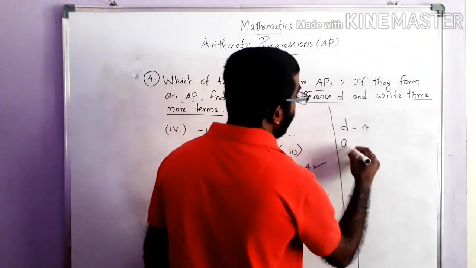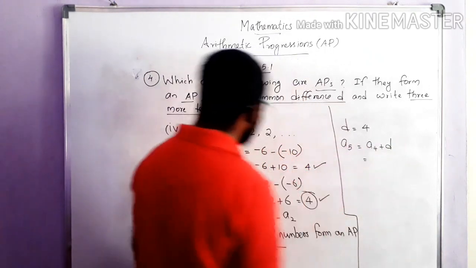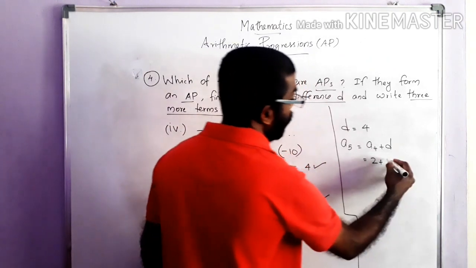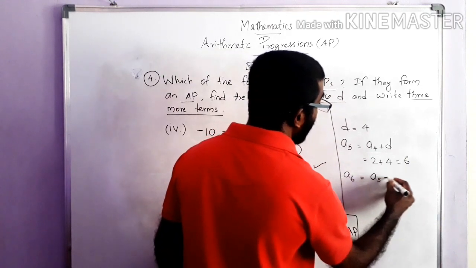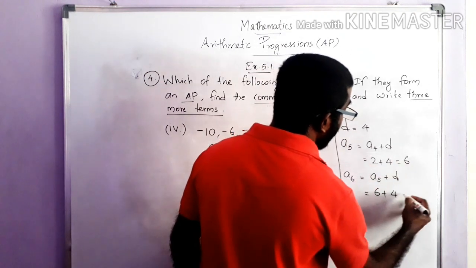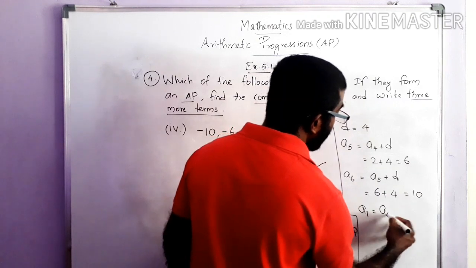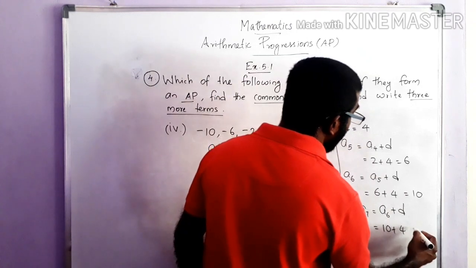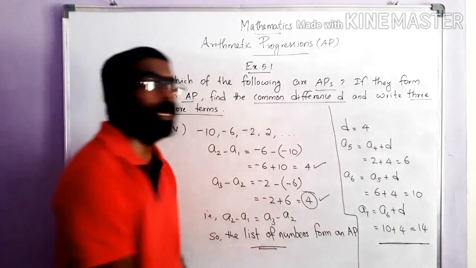Now the fifth term A5 is equal to A4 plus D. A4 is, the fourth term is 2. 2 plus common difference is 4. 2 plus 4 is 6. A6 is equal to A5 plus D. Fifth term is 6 and the common difference is 4, that is 10. And the seventh term A7 is equal to sixth term plus D, that is 10 plus 4, that will be equal to 14. Is that clear?